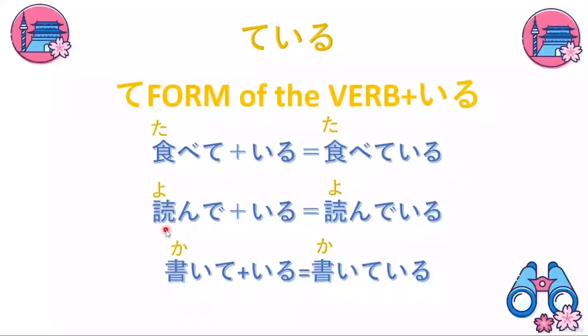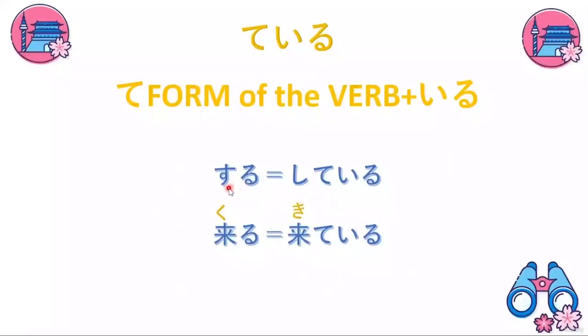For yomu, to read, te form would be yonde. So then we would add iru and we would have yondeiru. To write, kaku, te form would be kaite. So we would add iru and we would have kaiteiru. Tabeteiru, yondeiru, kaiteiru.